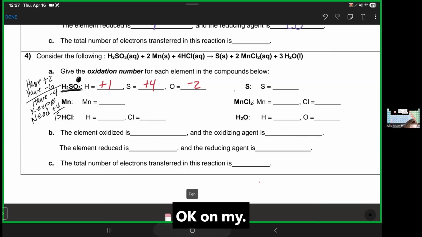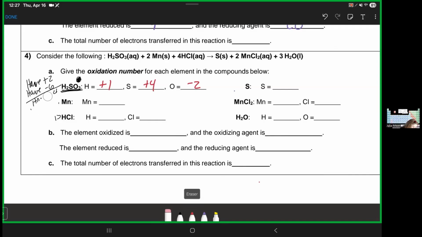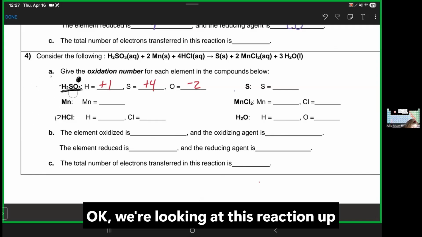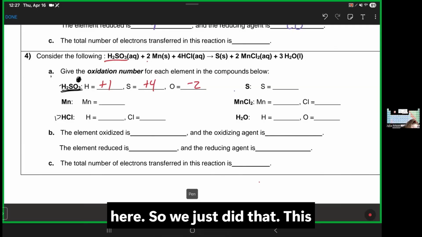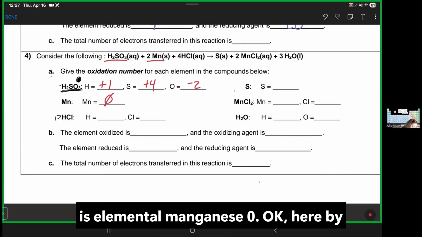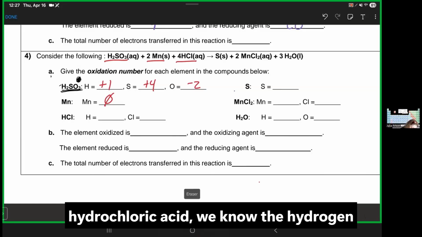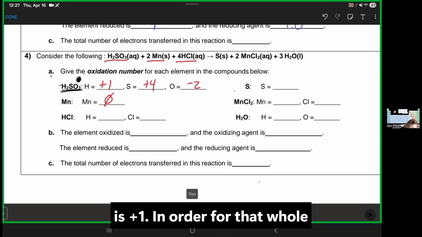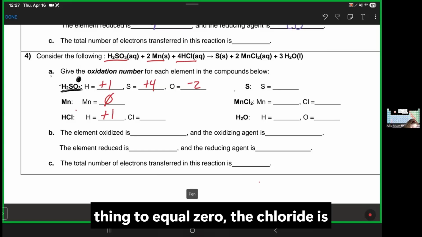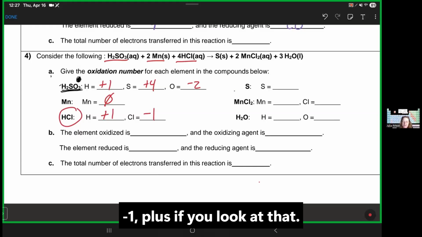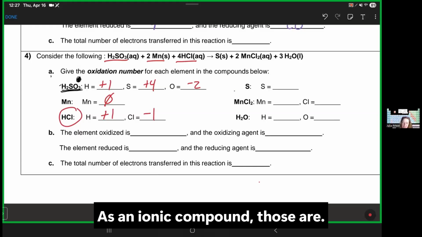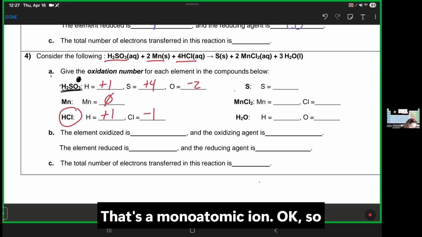Okay, we're looking at this reaction up here. So we just did that. This is elemental manganese, 0. Okay, here, my hydrochloric acid, we know the hydrogen is positive 1. In order for that whole thing to equal 0, the chloride is negative 1. Plus, if you look at that as an ionic compound, that's a monoatomic ion.